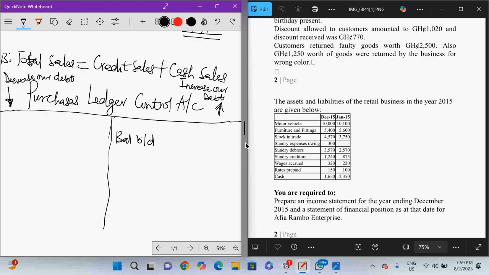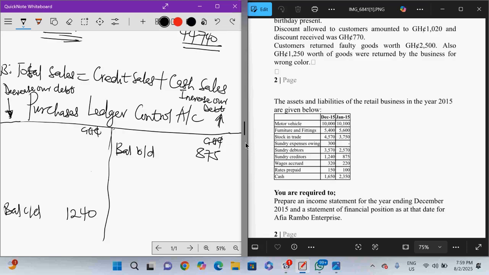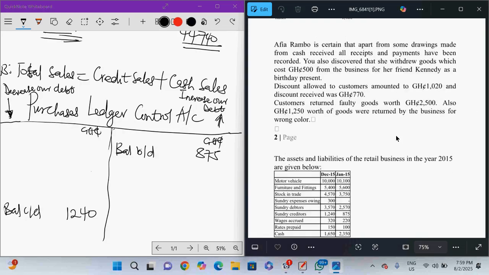So what is the opening balance here? 875. If the BD is here, the CD will be here. All right, so now let's go to the additional information. Anything about that?